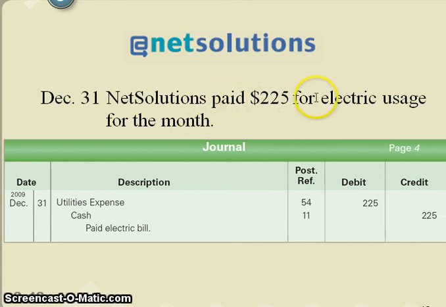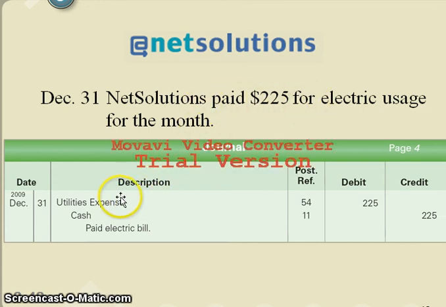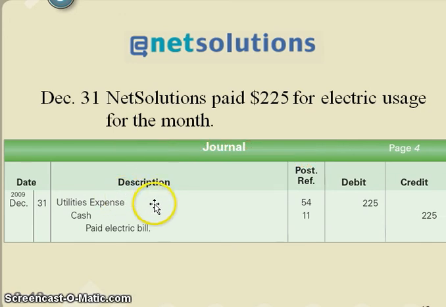NetSolutions paid $225 for electric usage. Well, electric usage also falls under utilities. The point of these two problems is to let you know that utilities encompasses more than just the gas or electric. It can also encompass telephones, or cable, whatever the case may be. So you've got your debit against utilities expense and the credit to cash.